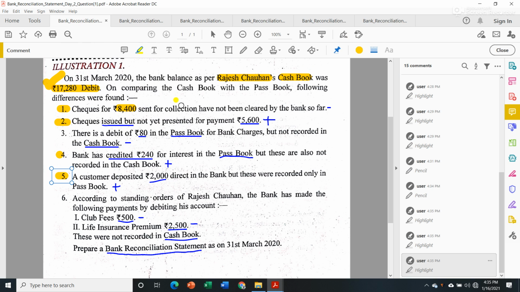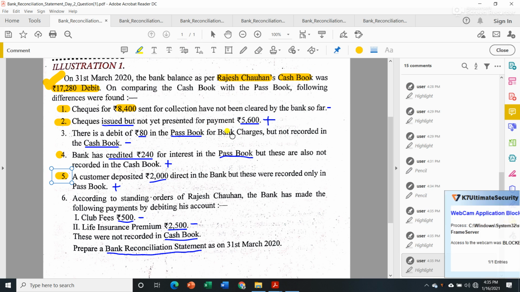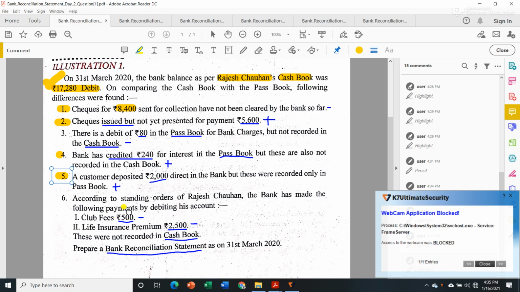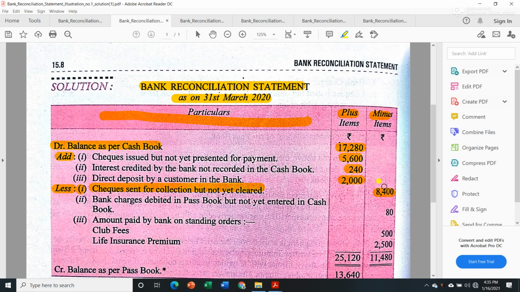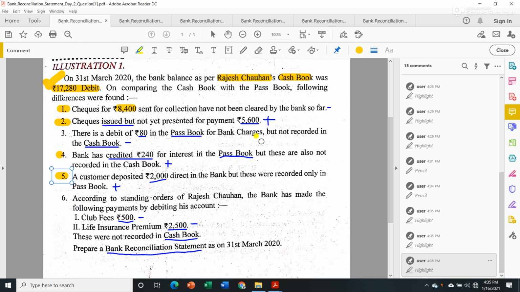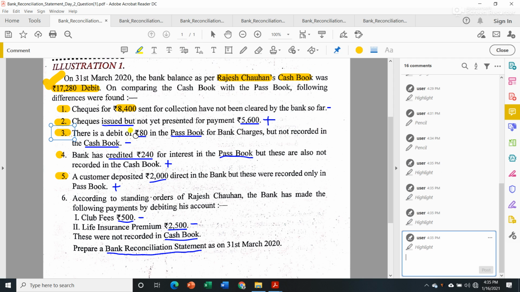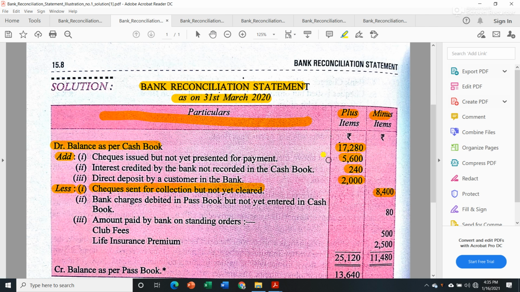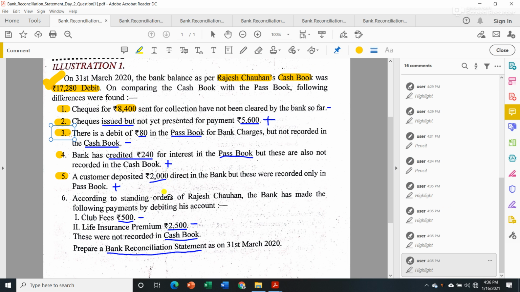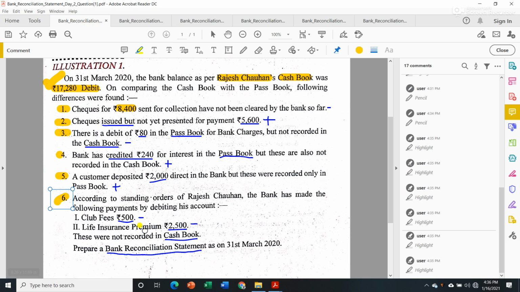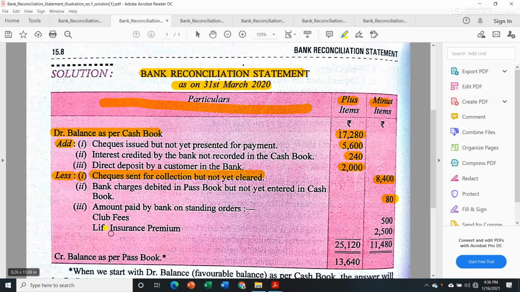Now do we have any other plus items? No, only 3 items. Okay, now let us see the minus items. First we have 8,400, so 8,400. Then next we have point number 3, rupees 80 here. Then next minus item we have this one, club fees and life insurance premium, so amount paid by bank on standing orders, club fees 500 and life insurance premium rupees 2,500.